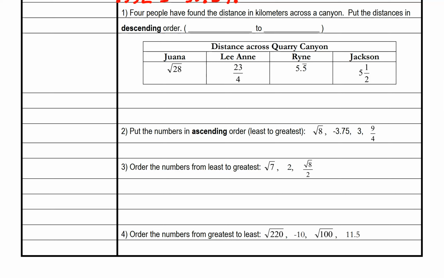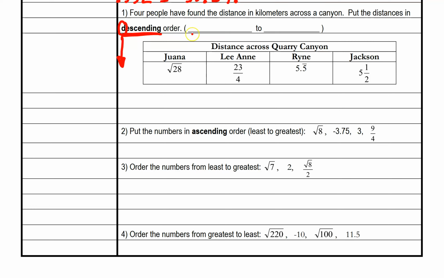Now, this is example number 1 that we're going to do. It says 4 people have found the distance in kilometers across a canyon. Put the distances in descending order. Now, what is descending? For you to remember it, I like to use the letter D. Descending for down. It's going down. What does that mean? From the top to the bottom.